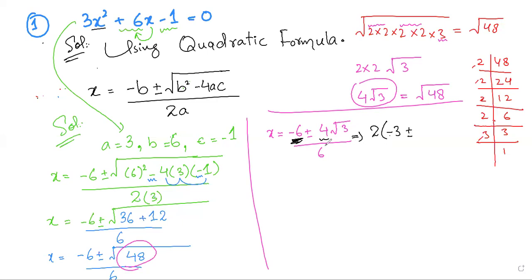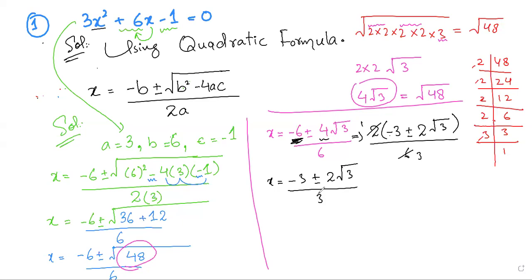Then plus minus as it is. 2 times gives you 4. Then square root of 3 whole divided by 6. So 2 1 times and it will divide by this denominator 2 3 times. So we have minus 3 plus minus 2 square root of 3 divided by 3. This is the thing which we have at last.